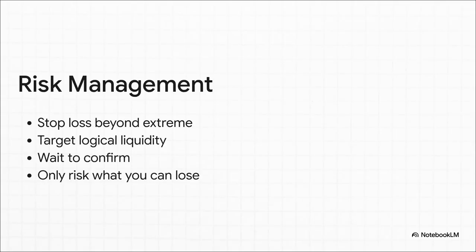So to protect your capital, you have to adhere rigidly to these core rules. First, always, and I mean always, place your stop loss beyond the order block extreme and give it a small buffer. If you place it right on the pip, you're going to get wicked out. Target logical liquidity zones. Don't just aim for imaginary home runs. Wait for lower time frame confirmations, like a sudden market structure shift, before you jump in. And finally, never ever trade capital you cannot afford to lose. Leverage amplifies your risk, so your discipline is quite literally your only true defense.